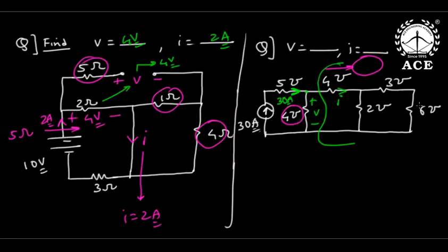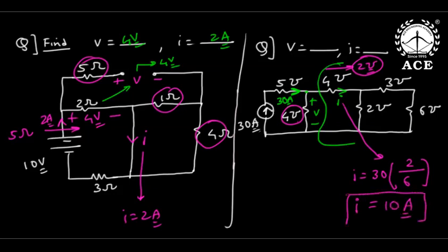First of all, 3 and 6 in series, in parallel with 4, then 4 in series gives 2 Siemens. So this is 2 Siemens, this is 4 Siemens. Now, current division rule: this current is the total current into same by sum. Same is 2, sum is 6. So the answer is 10 amperes.